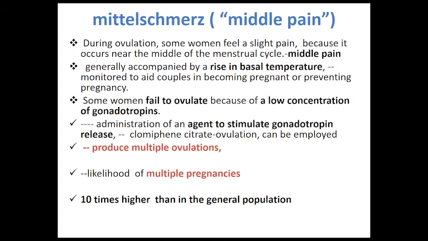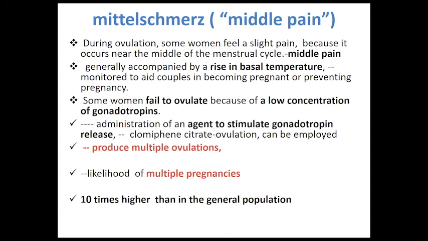Some women fail to ovulate because of a low concentration of gonadotrophins. So increased basal temperature at the 14th to 15th day of the cycle is a rough estimate to tell that at this time ovulation has occurred. Administration of certain gonadotrophins: if certain females do not ovulate because of the lack of these hormones, that means the cycle is there but the ovum is not released, then they are given certain drugs, that is the gonadotrophin release.